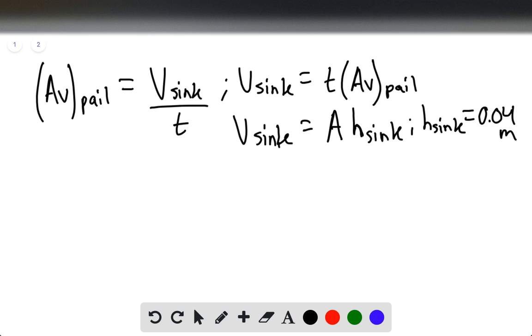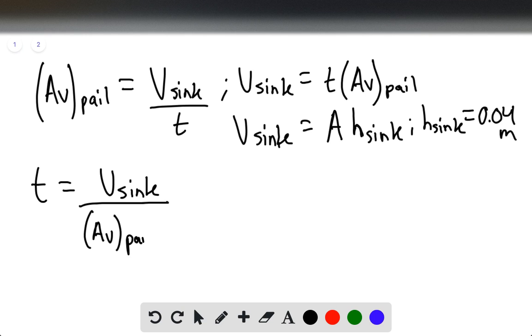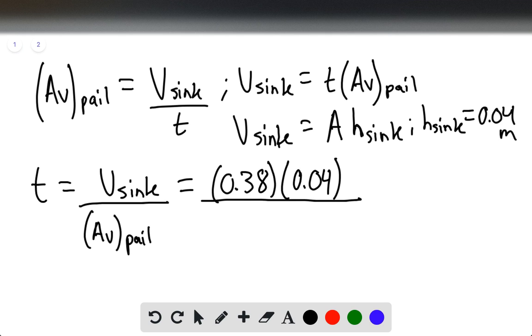So we can solve for T, and we can say that T is going to be equal to the volume of the sink over A V of the pail, the volumetric flow rate of the pail, and this is going to be equal to 0.38, the cross-sectional area, times the depth of the sink, 0.04 meters, divided by pi times 0.115 squared, so A would equal pi r squared.